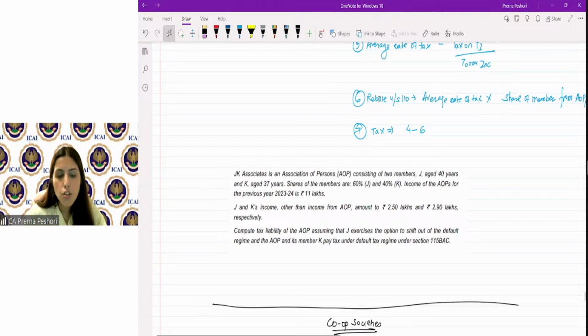This is a very simple question. First of all, whether shares are specified, what will be the tax rate, what can you think about this?